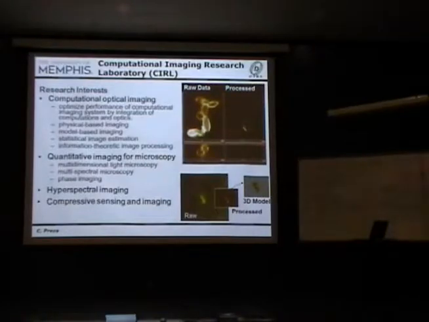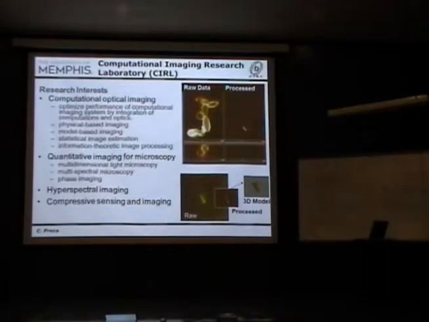We are interested in quantifying the amount of information that's being captured by the imaging system, and also the amount of information, in appropriate units, that is retained after the computations. We have focused a lot over the years on quantitative imaging for microscopy, so my second lecture today will be exclusively on computational imaging for microscopy.